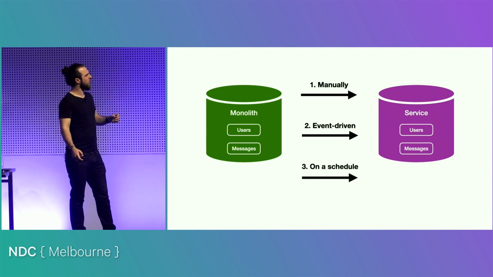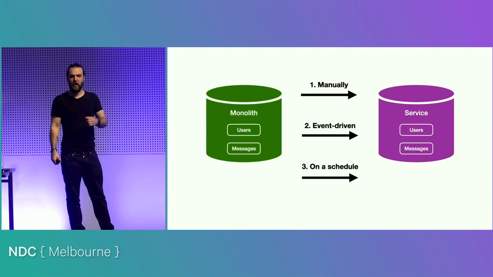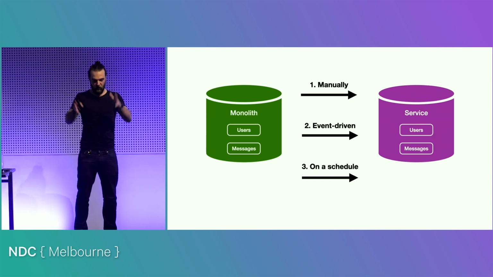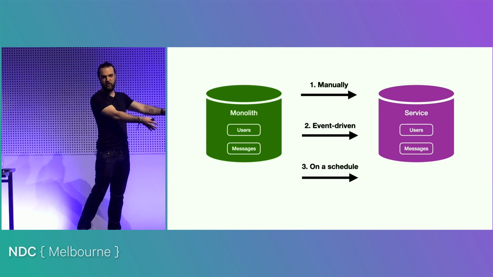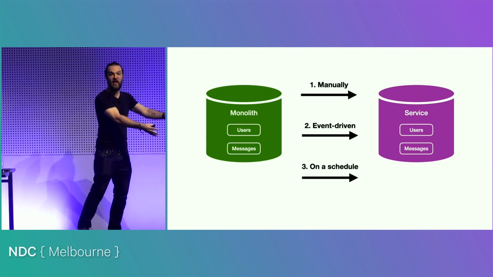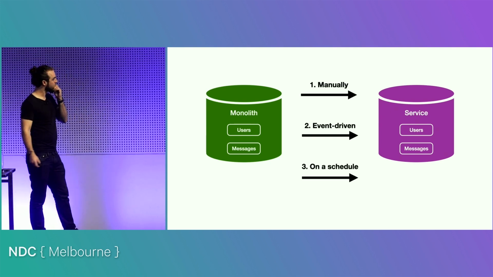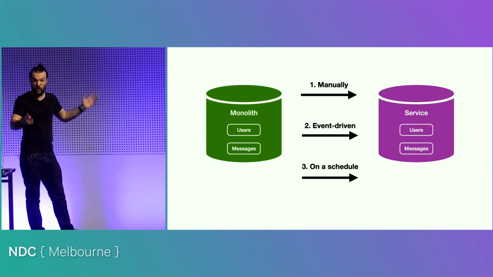What we did was we have a schedule as well. Configurable. So every 10 minutes, every half hour, the monolith just goes to the service. Here's all the messages from the last 10 minutes. Here's everybody that's changed their name in the last 10 minutes. Everybody that's changed their profile picture in the last 10 minutes. And the service then just updates its representation.